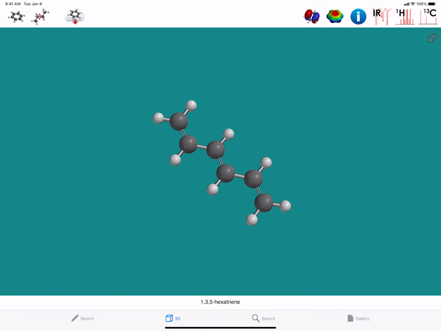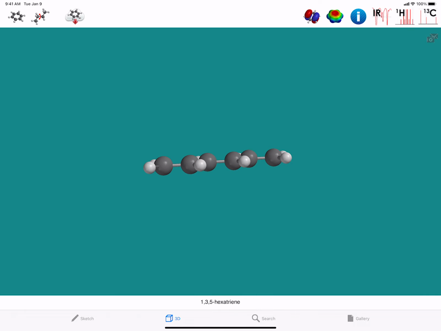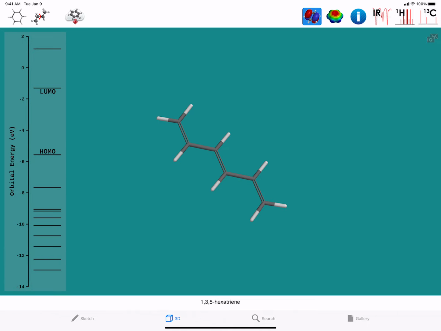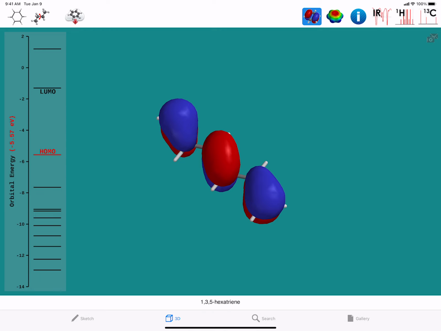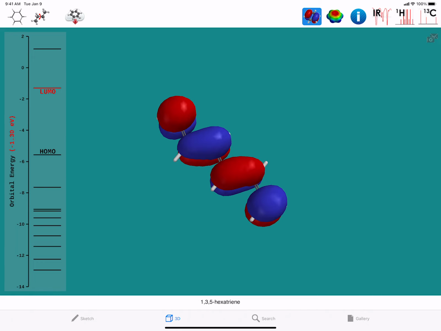All right, so here's 1,3,5-hexatriene. Let's look at the molecular orbitals. Again, we're going to look at HOMO versus LUMO. Write down that minus 5.6. And then the LUMO we'll call minus 1.3. All right.